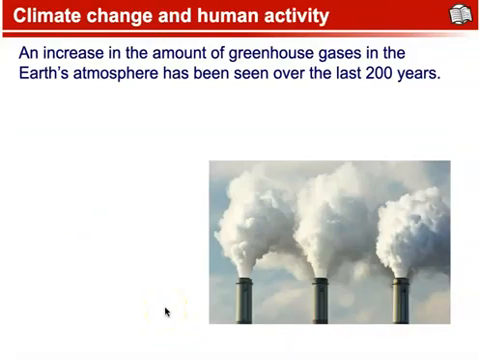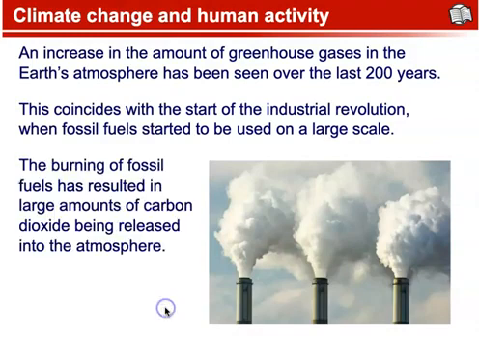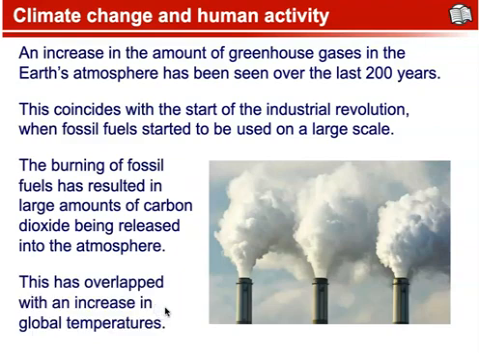Climate change and human activity. An increase in the amount of greenhouse gases in the Earth's atmosphere has been seen over the last 200 years. This coincides with the start of the Industrial Revolution, when fossil fuels started to be used on a large scale. The burning of fossil fuels has resulted in large amounts of carbon dioxide being released into the atmosphere. This has overlapped with an increase in global temperatures.